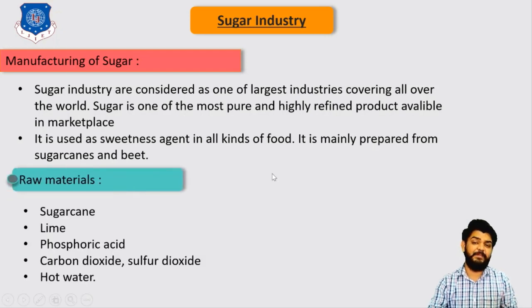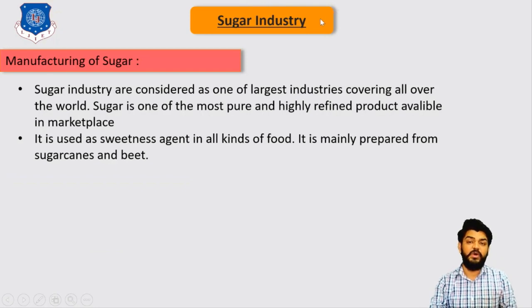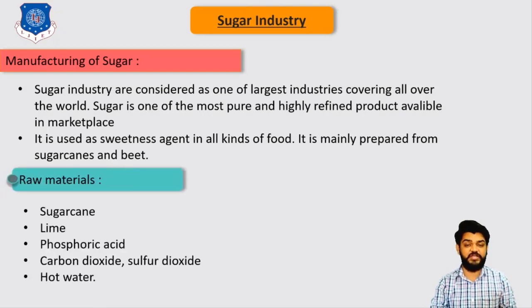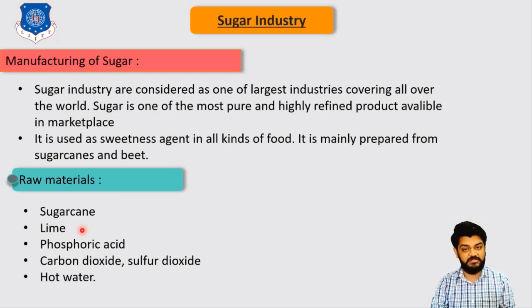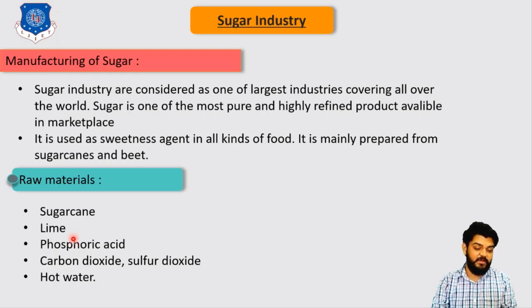So let's quickly understand the manufacturing process for sugar. Here are the raw materials that we are going to need in order to prepare our sugar. Of course, the first raw material is sugarcane, from which we will produce sugar. So sugarcane juice is the basic raw material for this process. Then we require lime, phosphoric acid, carbon dioxide for the carbonation, sulfur dioxide, and lastly water. So these are all the raw materials required for sugar.